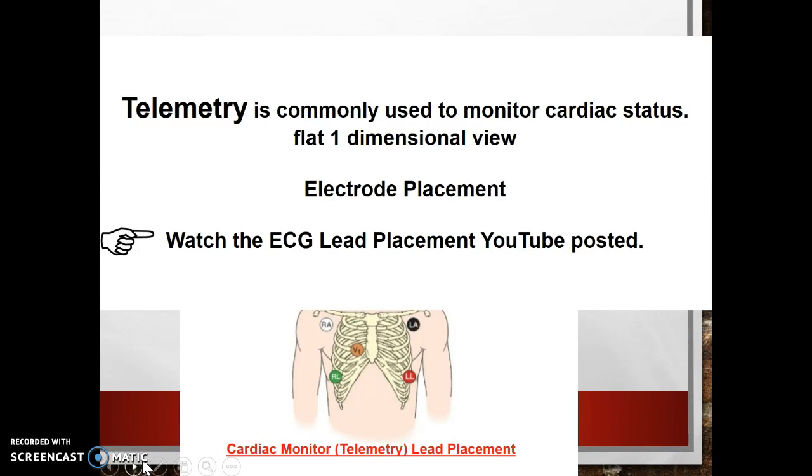Telemetry is something that is commonly used to monitor cardiac status in patients that have cardiac issues. It is a flat, one-dimensional view of the heart, okay? And I have also posted an ECG placement YouTube. It's 5 minutes, and so you can go over that and see what it is and how they do it.